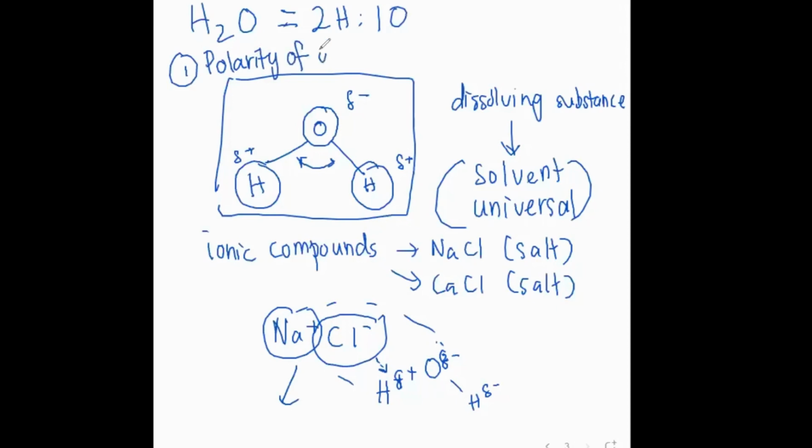Because of the polarity of water, it is known as a universal solvent. It tells you that water is able to dissolve ionic compounds, for example salt, and sugar also. Okay, so that is the first characteristic that we are going to talk about. Do you understand polarity? It is because of the charge that is present in the water.